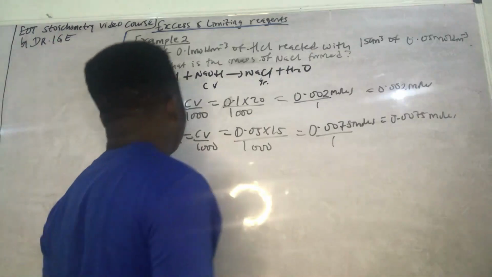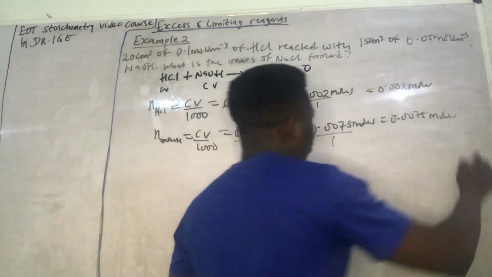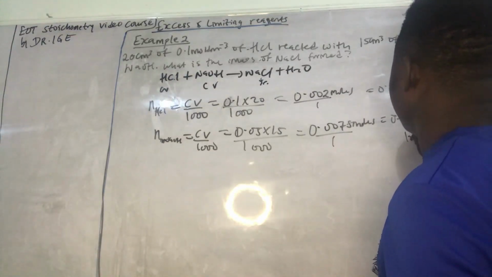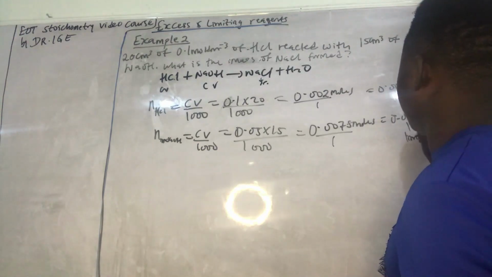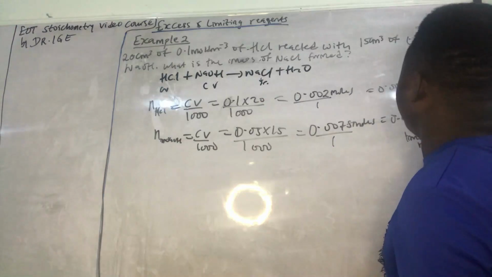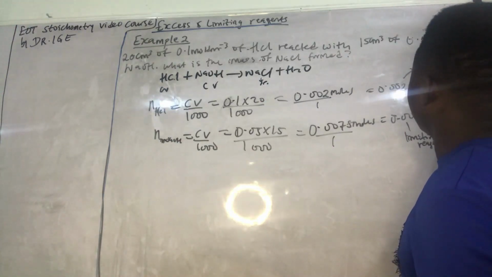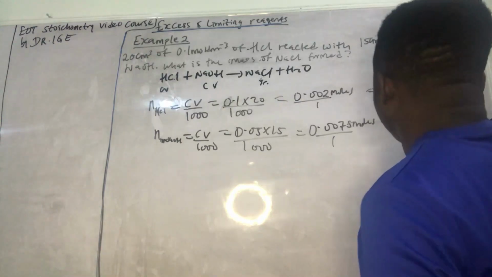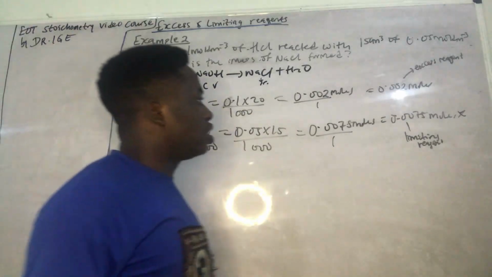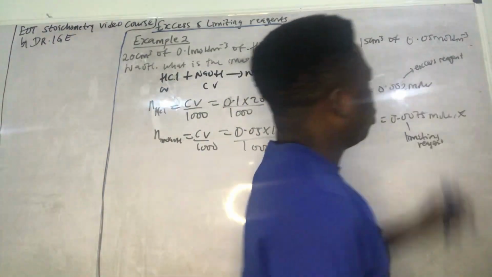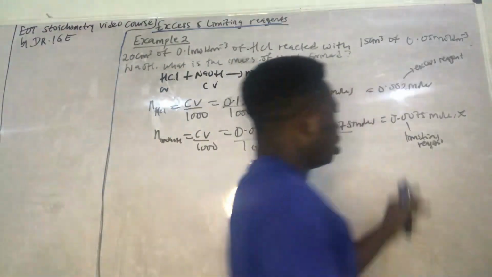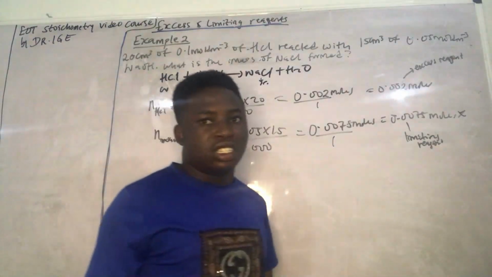So between these two, which one is actually the smallest? This guy. So it means this is the limiting reagent, and this is the excess reagent. Limiting reagent, excess reagent. That is how it is.